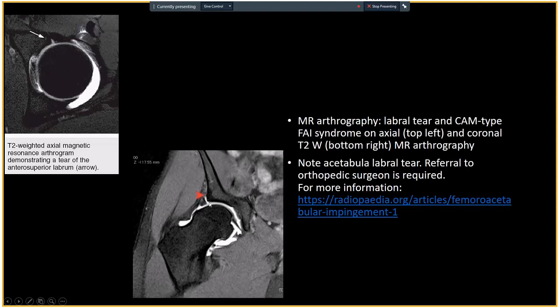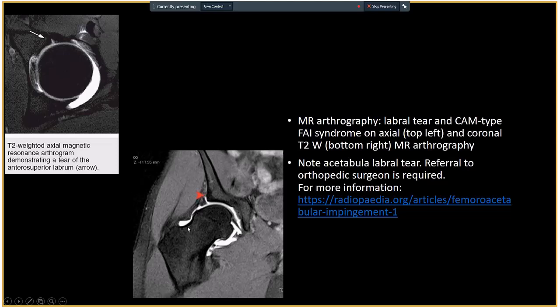In this case, you can see intra-articular contrast, gadolinium, communicating through the labrum, and that indicates a complete labral tear and displacement in this case. You can see those significant features of FAI. Plus, you can see that osseous bump deformity right there. That's the CAM with labral tear, so that will progress to severe osteoarthritis and needs to be surgically treated.